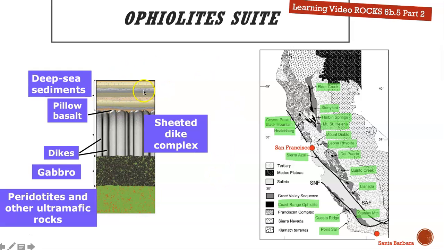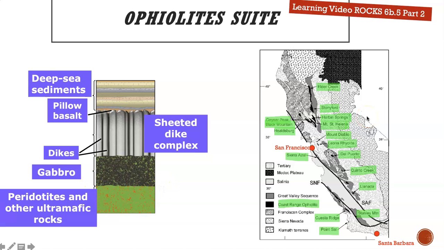So we start with deep sea sediments that have fallen onto the ocean crust. We have basalts represented by pillow basalts, which extrude into the ocean water, so they're pillow shaped. We have sheeted dike complexes, gabbro, these are all mafic, and then we have ultramafic peridotite and other rocks. The gabbro to peridotite change represents the Moho, the crust-mantle boundary.